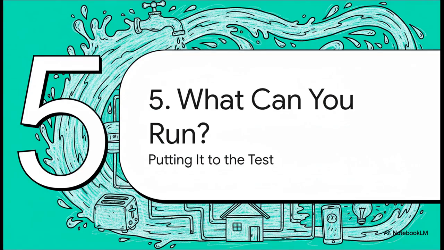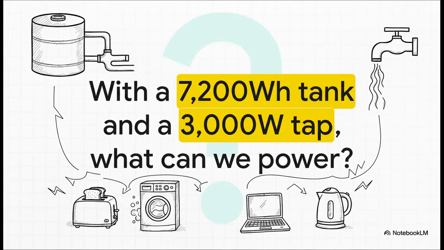And this is the moment we've been building up to. We're going to take everything we've just learned, put our water analogy to the test, and answer the biggest question of all. So, let's lay it out. We have a 7,200 watt-hour tank and a tap that can open up to 3,000 watts. The big question is, what can we actually power with this thing? Let's look at some common household items and see how our system stacks up.